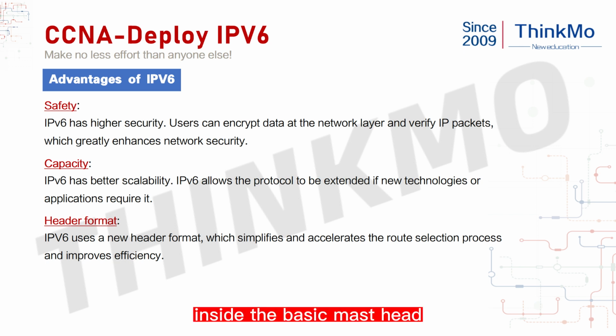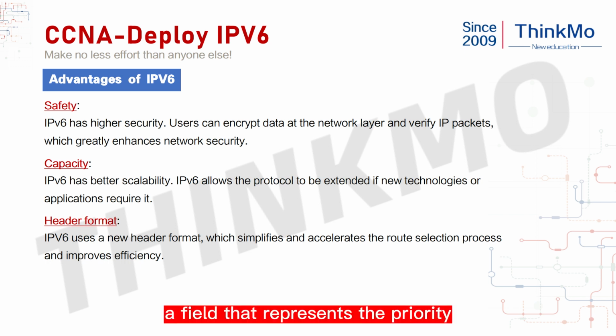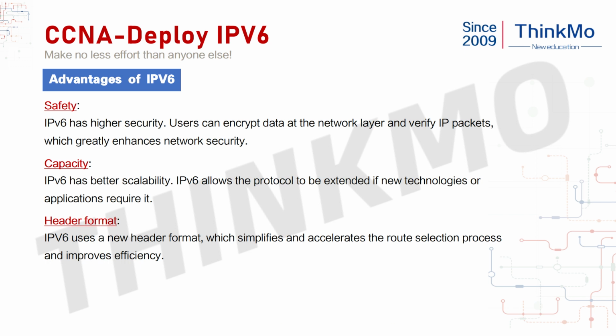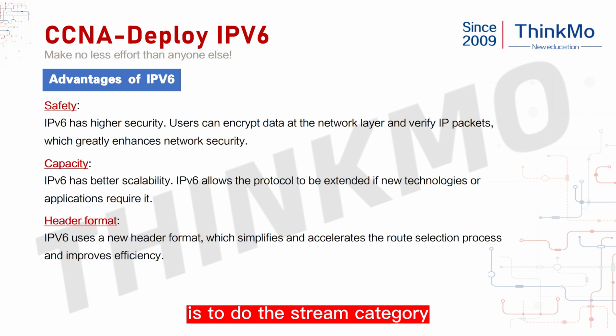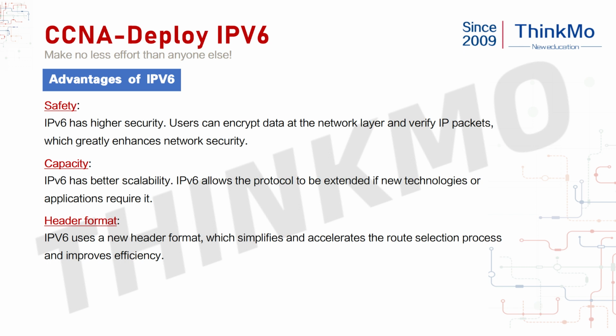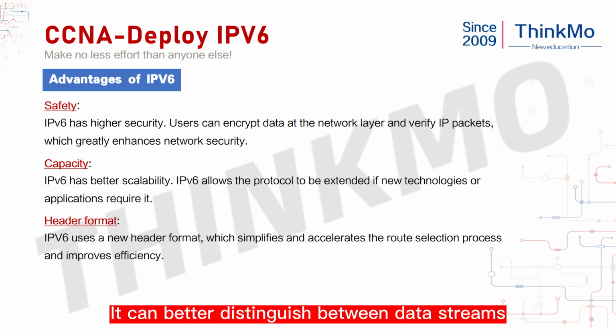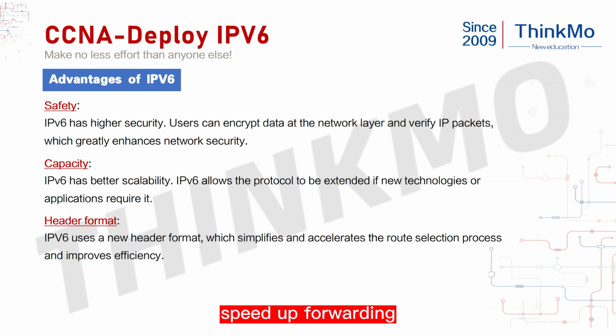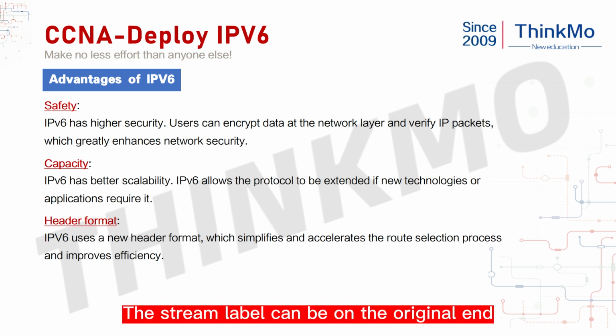Better support for QoS. Inside the basic header, there is a traffic class, a field that represents the priority, used for stream classification. A flow label was also added. It's called a flow label. It can better distinguish between data streams and speed up forwarding.